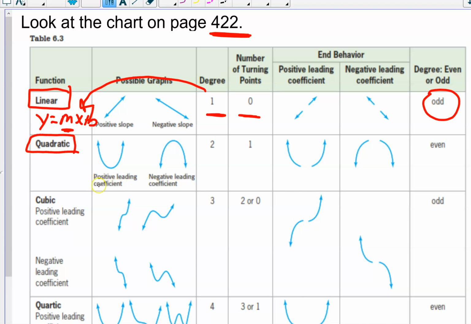Quadratic looks like these. This is a positive leading coefficient, a negative. The degree is 2, so y equals x squared would be an example. Turning points would be 1, so there's a turning point there. There's a turning point there. The leading coefficient, if it was positive, that's what it looks like, versus negative. So this is the end behavior. How does it go as it goes to negative infinity? It goes up. How does it go as it goes to positive infinity? It goes up. So the ends are both up, the ends are both down on here, and it's an even degree.